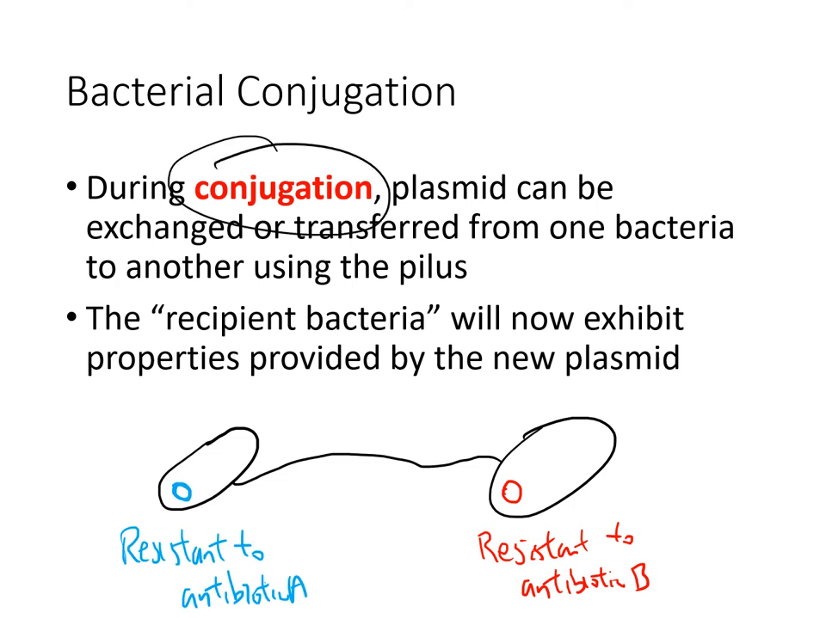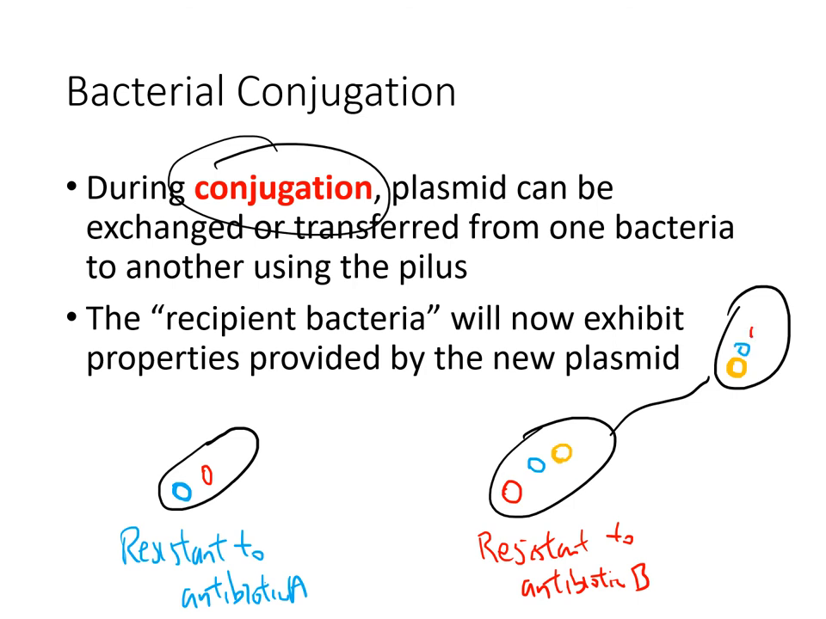What happens is this blue bacteria can clone the blue plasmid and, through the pilus, give it to the red bacteria, and the red bacteria can clone the red plasmid and give it to the blue bacteria. After the conjugation process is completed, both bacteria will be resistant to antibiotic A and antibiotic B. If you think about this, now this one goes to find another bacteria with a plasmid that makes it resistant to antibiotic C, and then they do conjugation. Afterwards, this one would be resistant to three antibiotics, and so will this one.